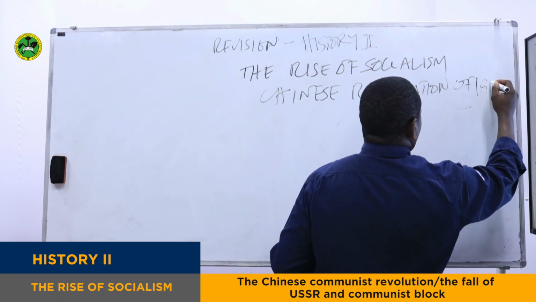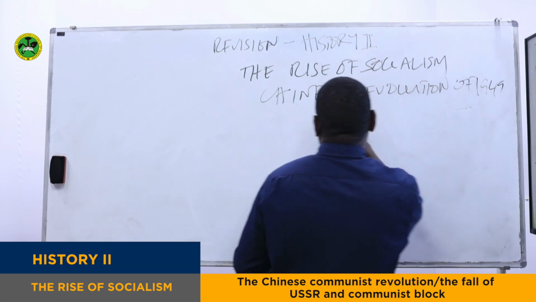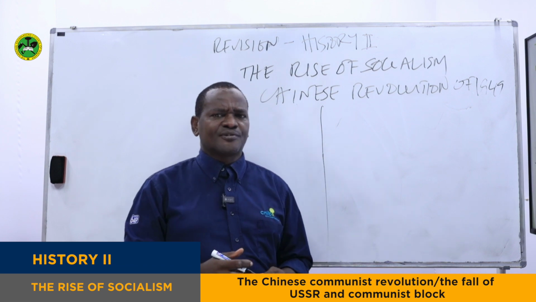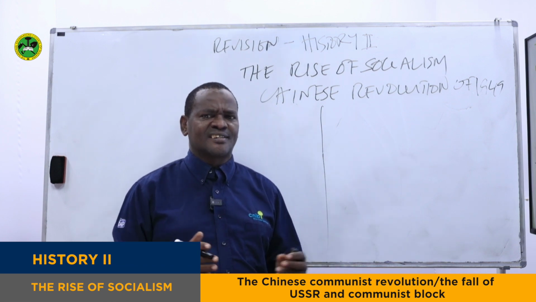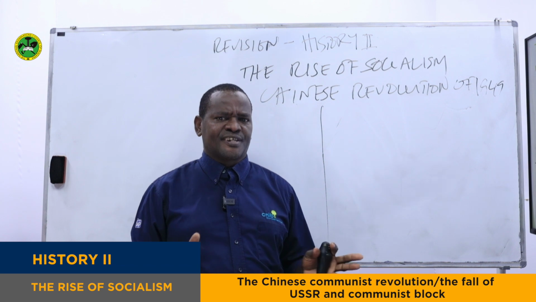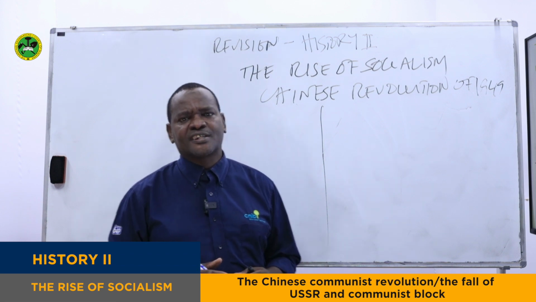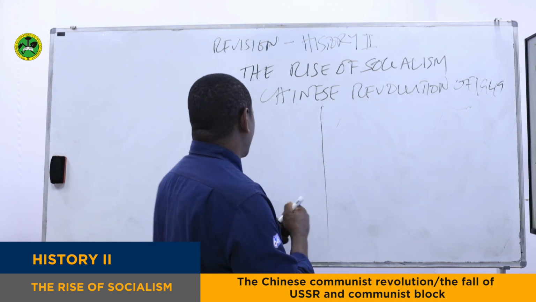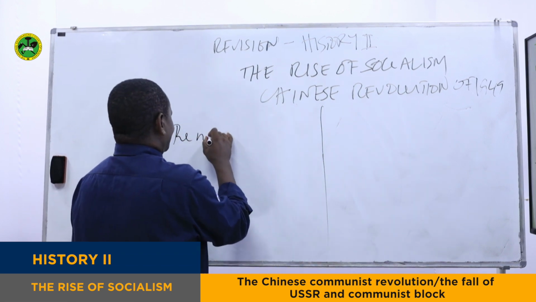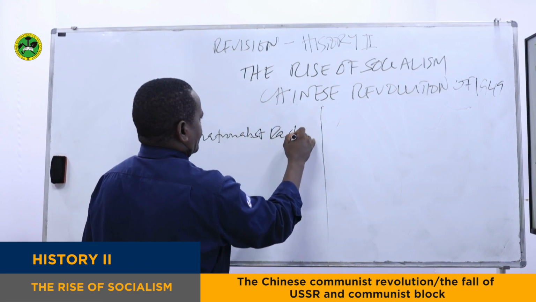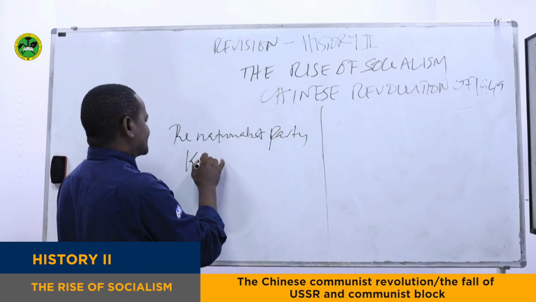The Chinese Revolution of 1949. My dear students, the Chinese Revolution took place on October 1st, 1949 under the leadership of Mao Zedong. Mao Zedong sometimes in some books is referred to as Mao Tse-tung. He led the Communist Party into a victory after he succeeded to overthrow a political party called the Nationalist Party, or Kuomintang.